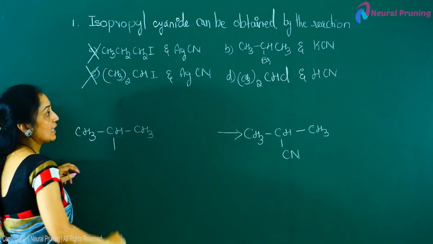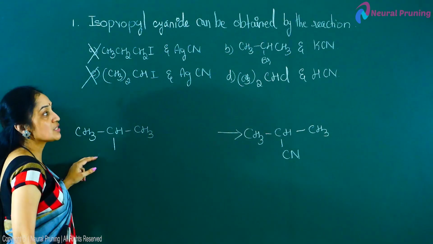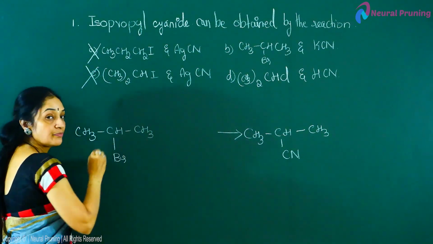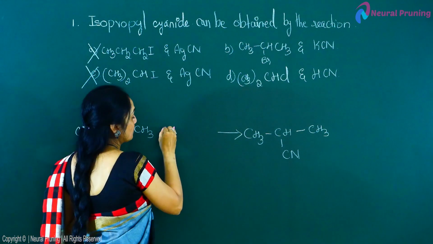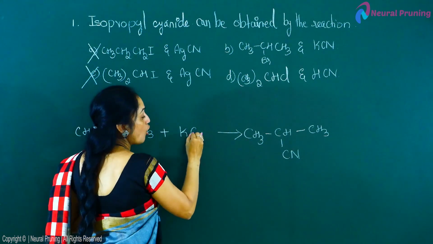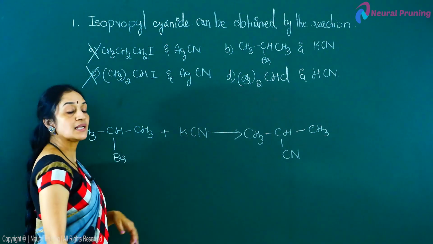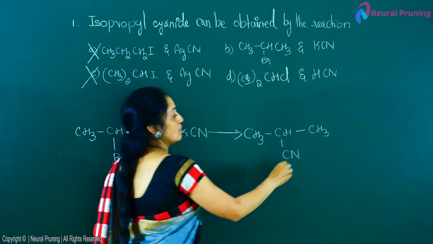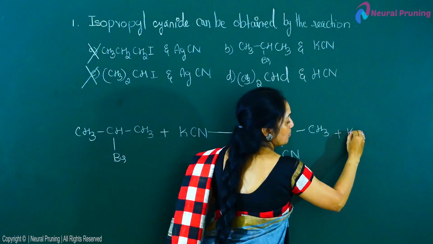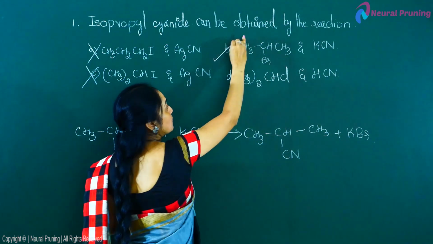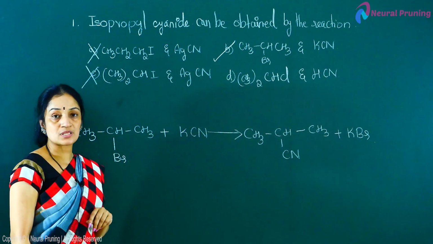Here you can take any halide. Since the option is given with bromide, isopropyl bromide, you are going to react it with alcoholic potassium cyanide, so that I will get isocyanide with formation of potassium bromide. So option B would be the correct answer for us.